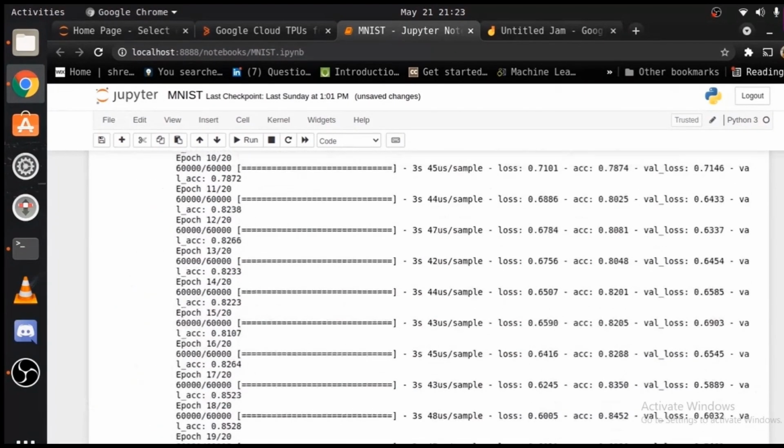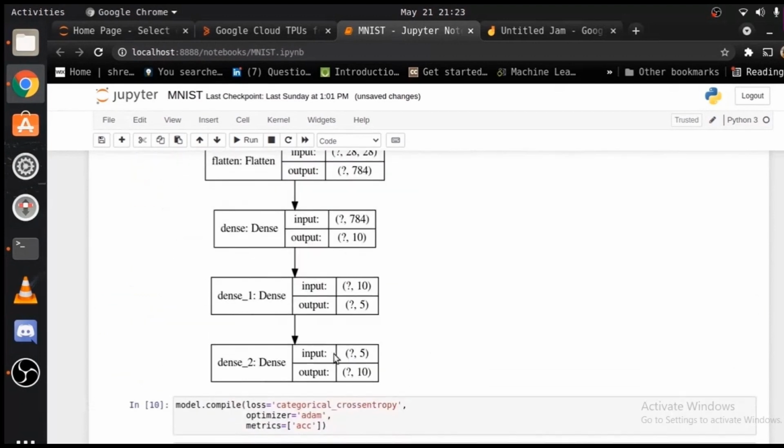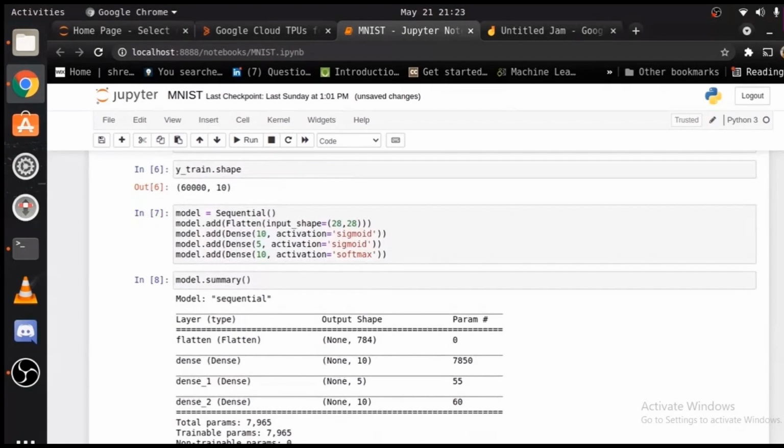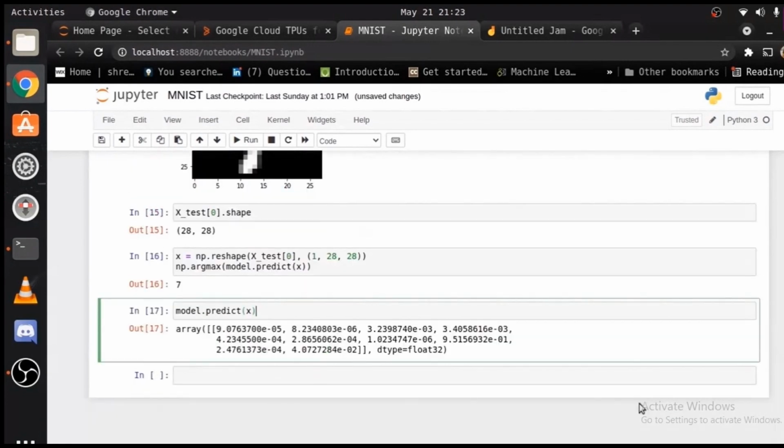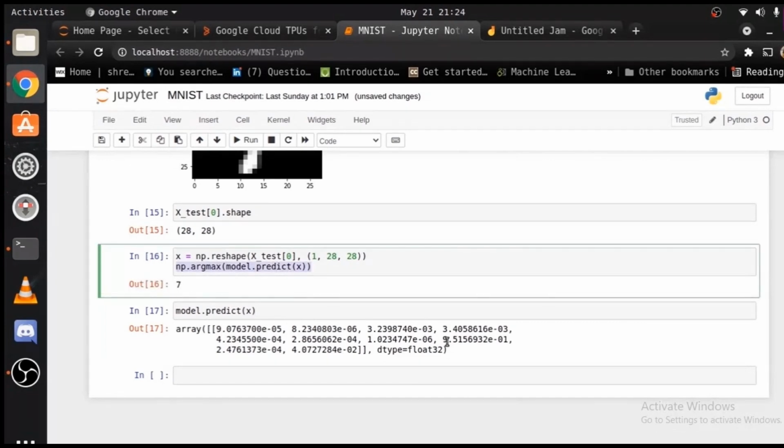So again, if you remember, the output was question mark comma 10. We know the question mark is 1, but it will give us 10 outputs. Why is that? It will give us the probability for each number. So this is the probability that this image is 0, this is the probability the number is 1, and so on. Out of all this, the highest probability is for number 7 here.